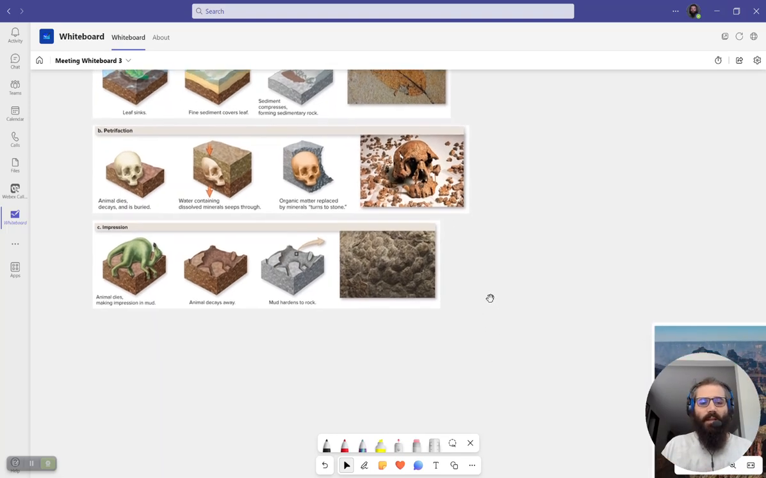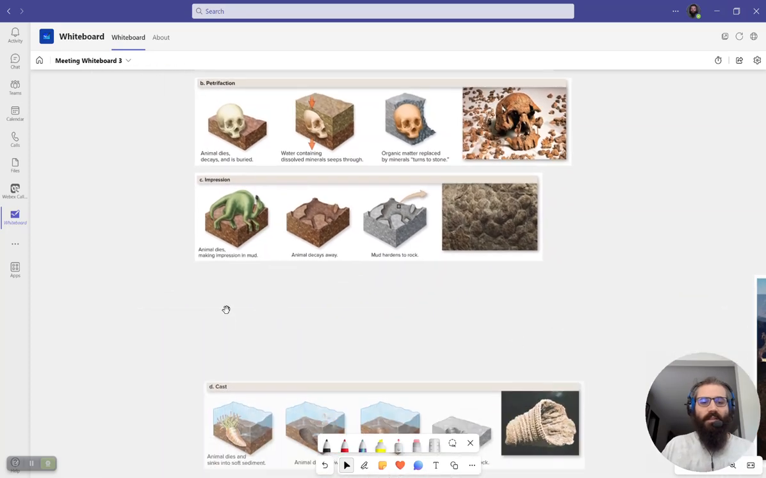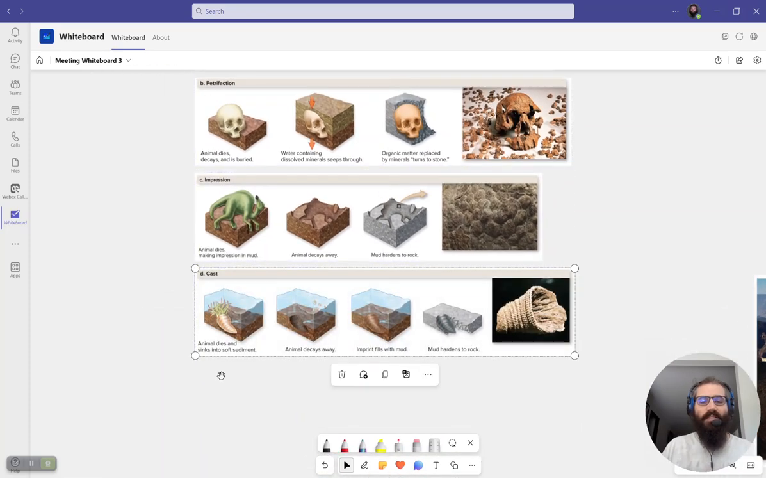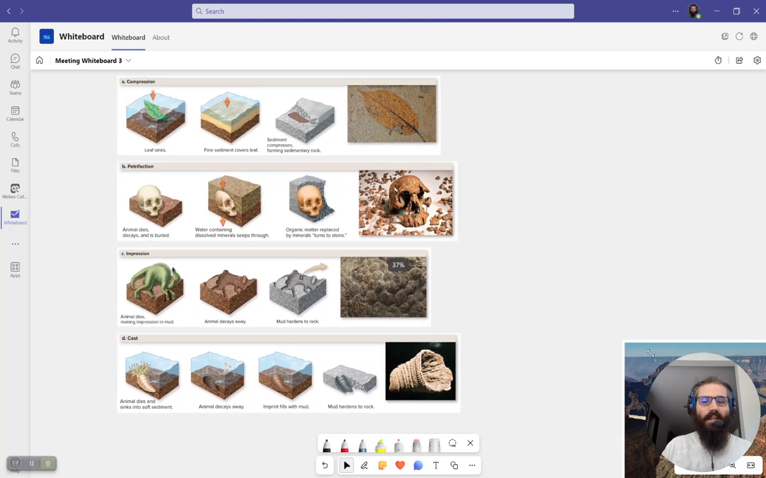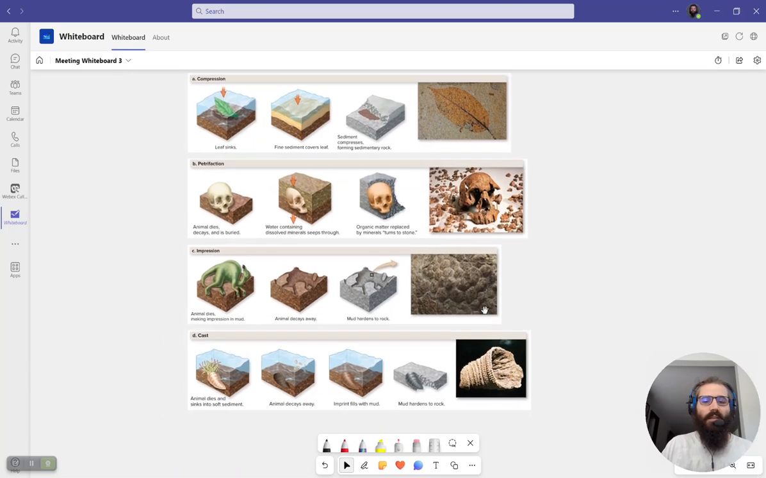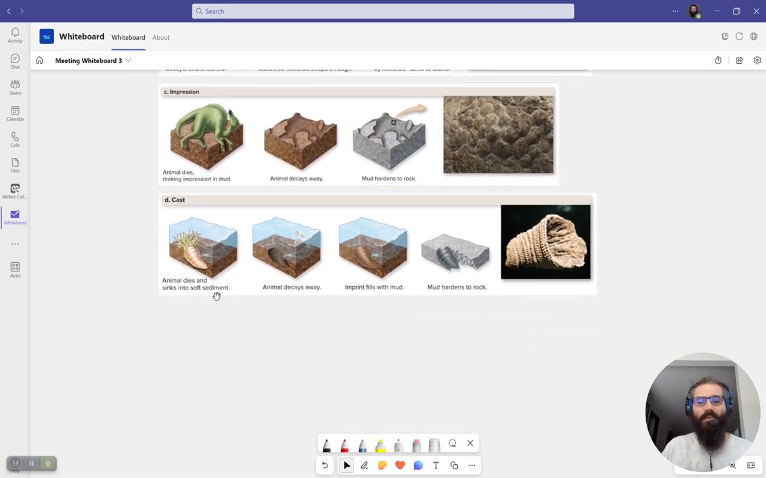Okay, then we have the cast. So this is something that's interesting because in that case, you may actually not be looking at the animal directly. You may be looking at a first impression, then a cast, and it's a mold, and then you cast the mold, right, with mud, and that's the mud that hardens, and we find it. So when you look at fossils that are not bones and that are falling in water, we usually find a cast of the animal, and not really the animal itself or even a petrification.